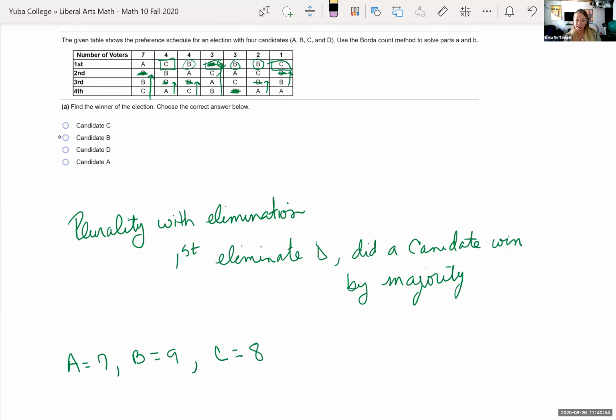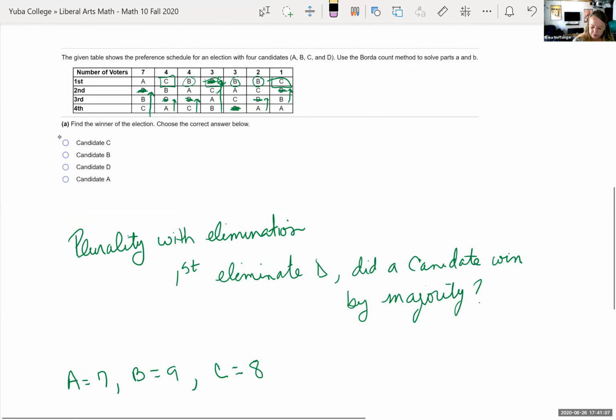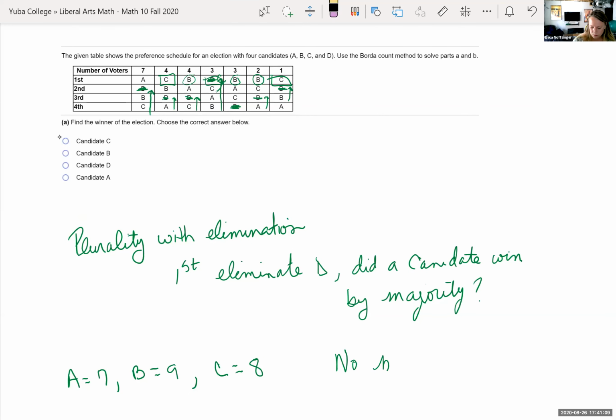Okay, so we're still looking at this out of 24 votes. And again, to have majority, they had to have 13 or higher. And so no one became a majority. So there's still no majority. So we want to do this again. And so in this case, we want to eliminate the candidate who has the least number of votes. Looking at 7, 9, and 8, to me, that would be candidate A.